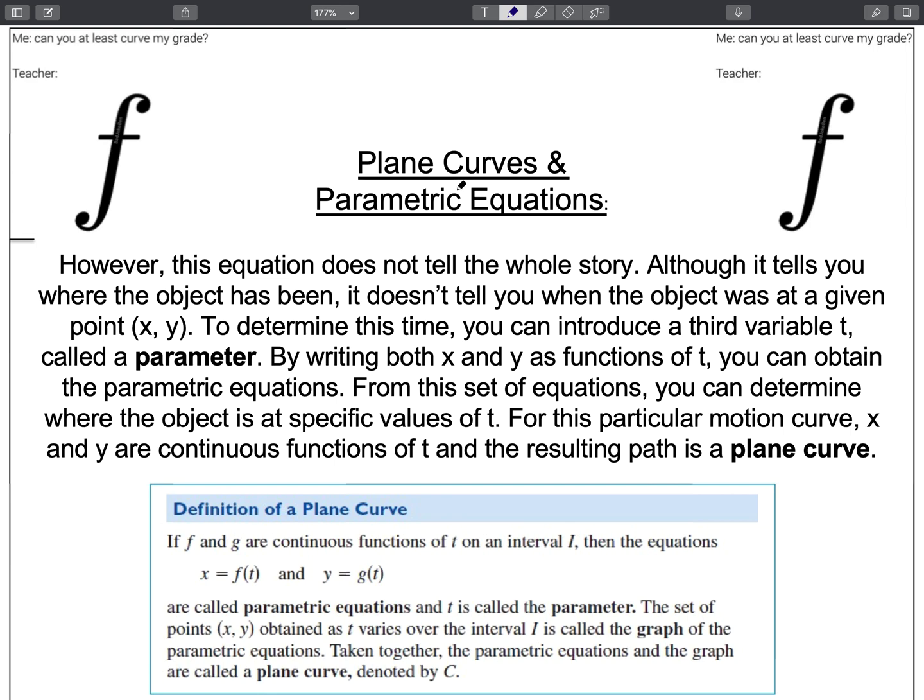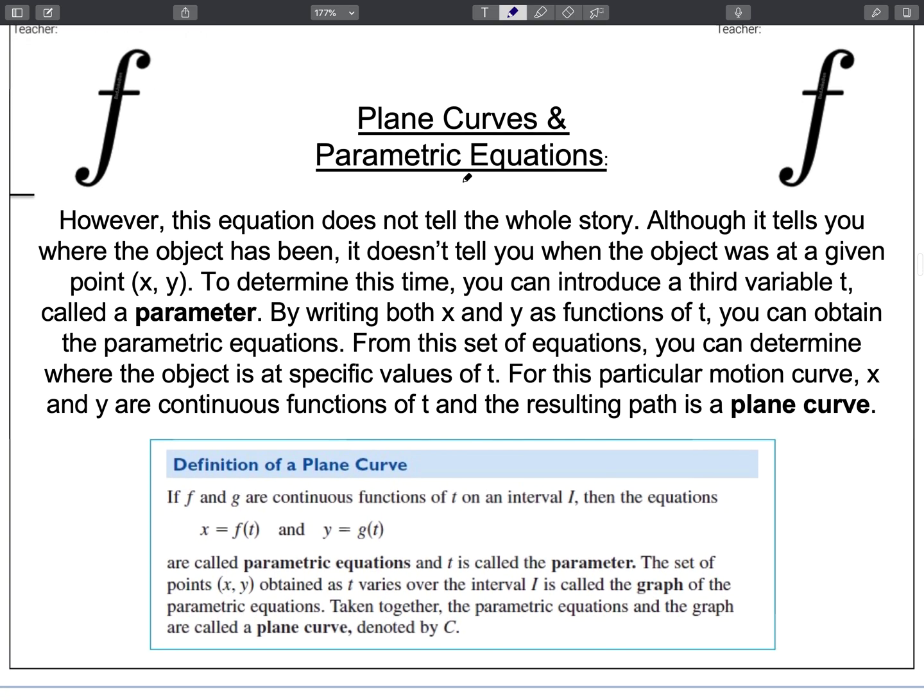For this particular motion curve, x and y are continuous functions of t, and the resulting path is a plane curve. So nothing crazy there. You can look at the definition of a plane curve. Basically what it's saying is if you take an object and break it up into its components of movement horizontally and vertically, since they're both with respect to time, if you were to plug in a time component into both, it would tell you the location where something is horizontally and vertically at the same time, which is very much like what we do in rectangular equations.